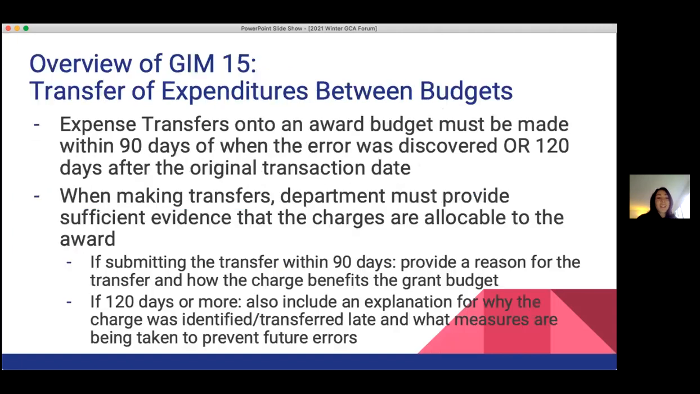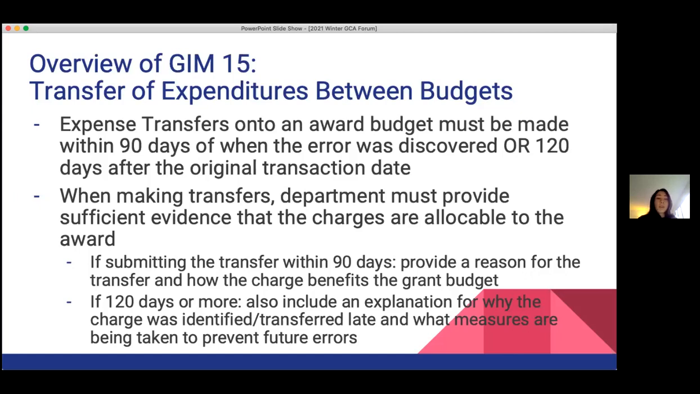Next slide. So first, GIM 15. This outlines the university's policy regarding the transfer of expenditures and states that expense transfers into an award budget need to happen within 90 days of discovering the error or 120 days of the original transaction date. So if you're submitting the transfer within 90 days, you'll need to provide a reason for the transfer and also indicate how the charge benefits the award.